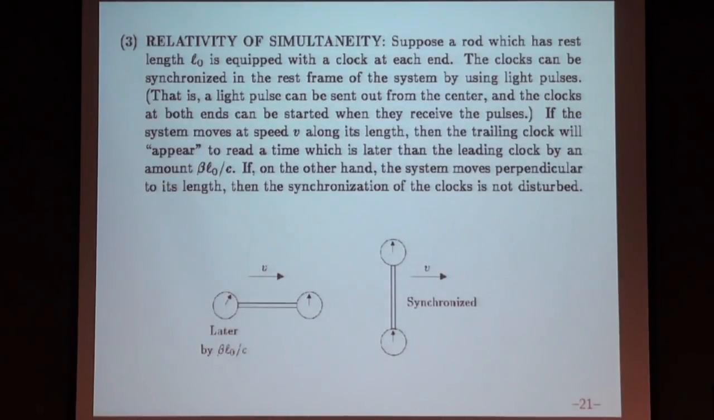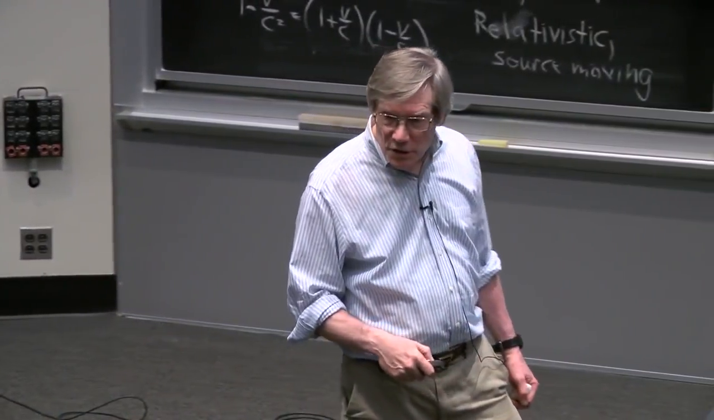Beta, remember, is v over c. L sub 0 is the distance between the clocks as measured in the rest frame of the clocks. And c is, of course, the speed of light. On the other hand, if these two clocks were moving in a direction perpendicular to the line that joins them, then there's no change in the synchronization.